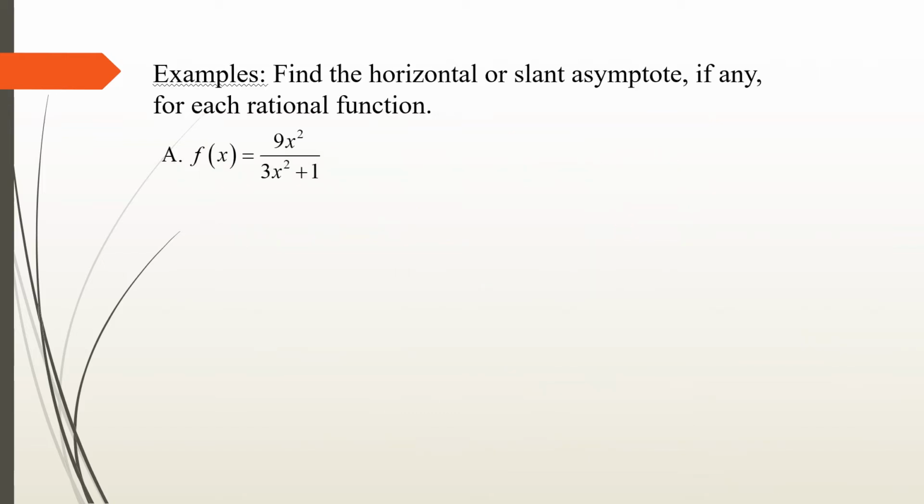So let's take a look at some examples finding the horizontal or the slant. If you have one, you cannot have the other one. It's or. You cannot have both. So on this one, we've got 9x squared over 3x squared plus 1. So we're going to say n is the degree of the numerator, which is 2, and m is the degree of the denominator, which is 2.